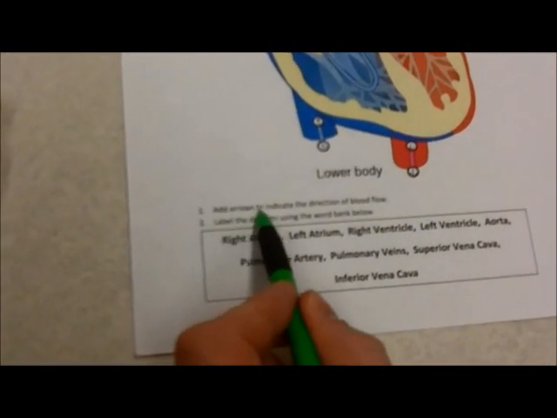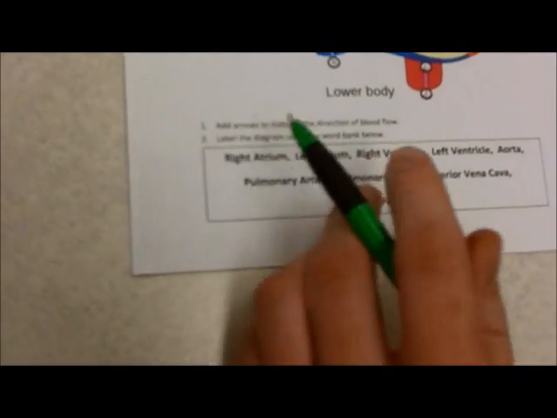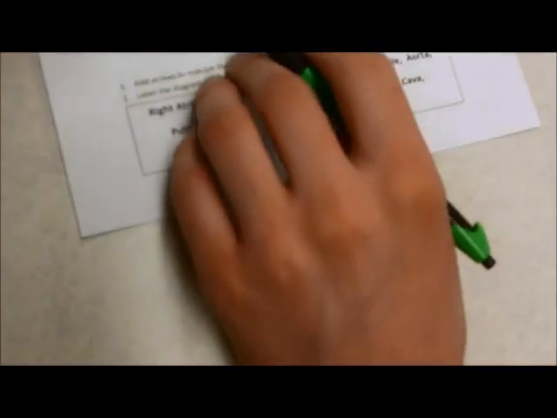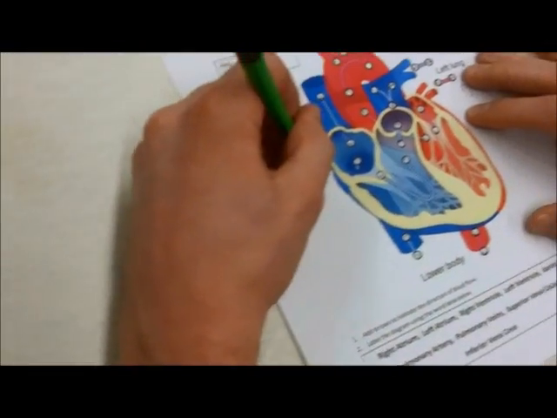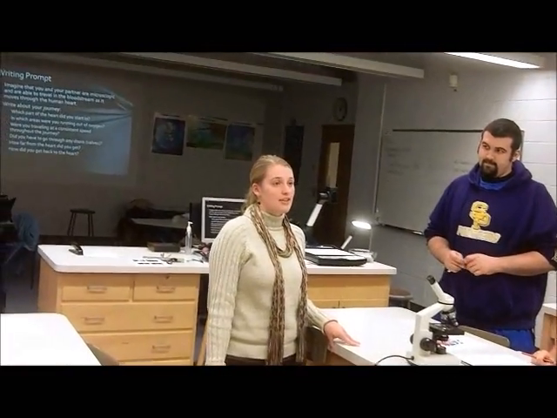Add the arrows and indicate. Label the diagram using the words: right atrium up here, left atrium, right ventricle, left ventricle. So right atrium, I'm just going to put that. Follow yourself through the flow of the heart throughout the body, or it could also be a homework assignment. Do you have any questions?